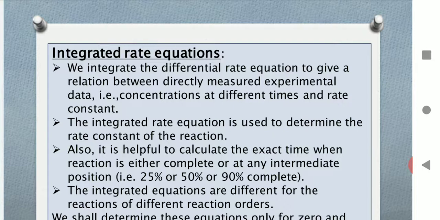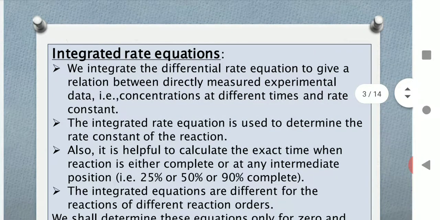The integrated rate equations are different for reactions of different reaction orders. Means the integrated rate equation for zero order will be different, for first order it will be different, and likewise for the higher orders also it will be different for each reaction. When the order is changing, the integrated rate equation also changes. Hence we need to derive such expression individually for each of the reactions which have different orders.